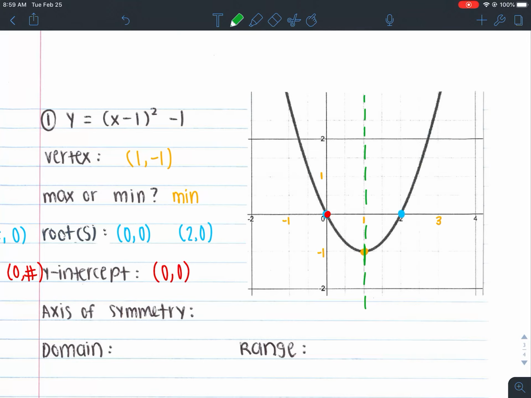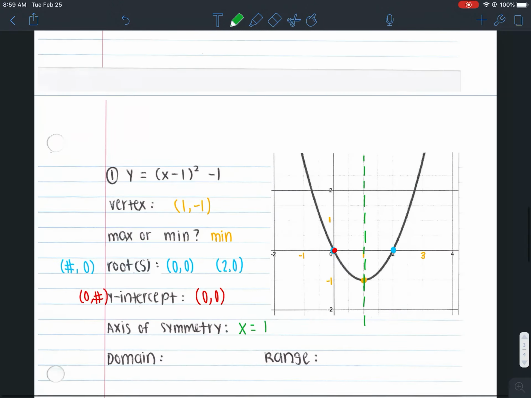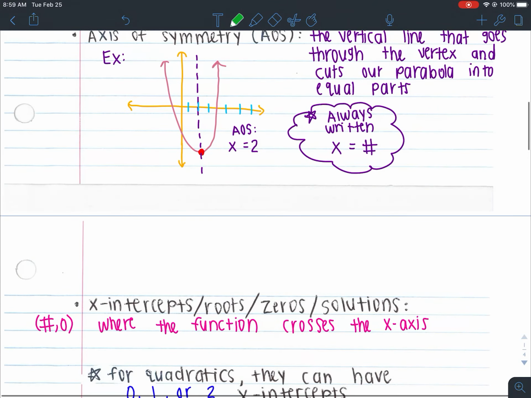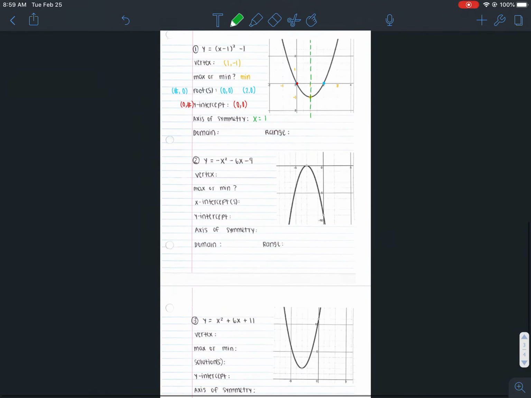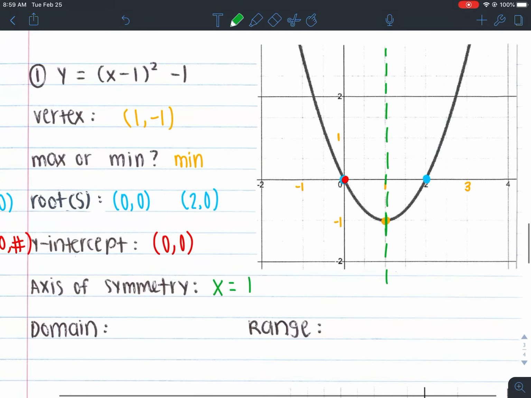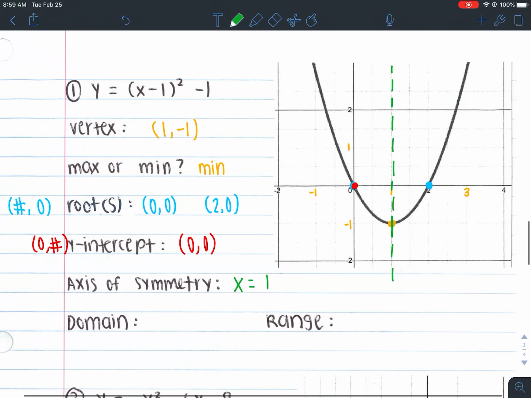Well, what's the equation of this line? Well, remember, what axis does this line go through? It goes through the x-axis. At what number? Positive 1. Remember, the axis of symmetry is always written as x equals a number. So this one was x equals positive 1. So it's whatever the number it crosses through, okay?